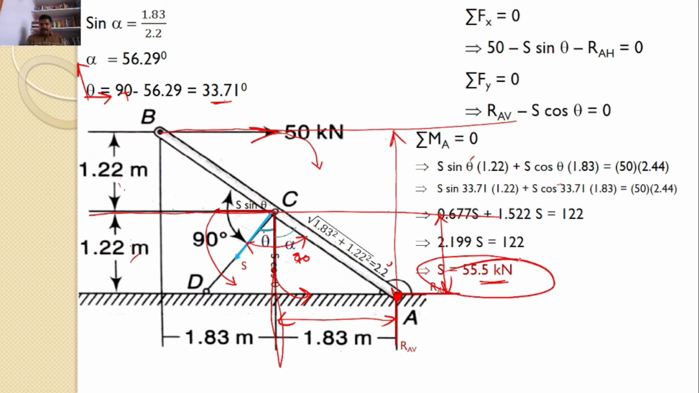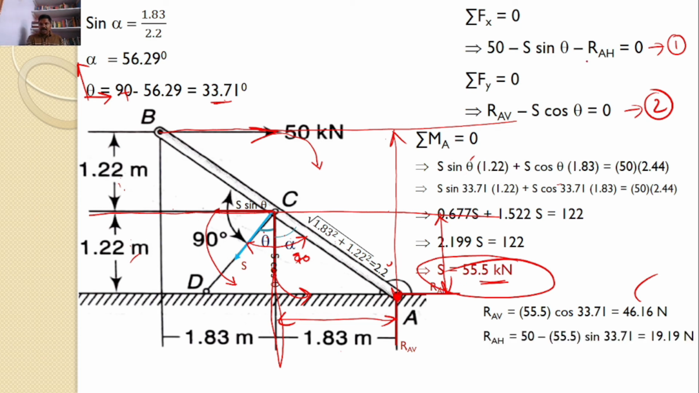Next, by substituting these values into equations 1 and 2, I can find RAH and RAV. By substituting in the second equation, I can find RAV as 46.16, and by substituting the S value in equation 1, I can find RAH as 19.19. Hence, I can find RA equal to the root of RAH square plus RAV square, which gives the value of 50 kilonewtons. So the same problem you can solve using the graphical method, and you can also solve using our regular analytical method.